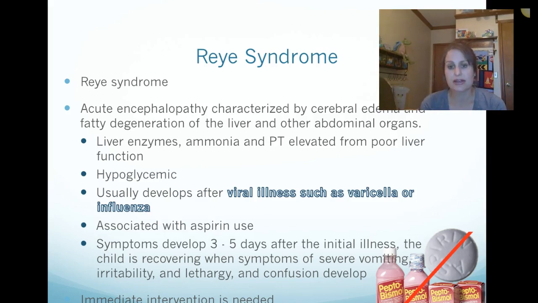The child starts recovering. The symptoms of severe vomiting, irritability, lethargy, and confusion all develop suddenly, and that's our sign. It follows a viral illness associated with use of aspirin, and usually they're recovering from that illness when all of a sudden they have severe vomiting, irritability, lethargy, and confusion.